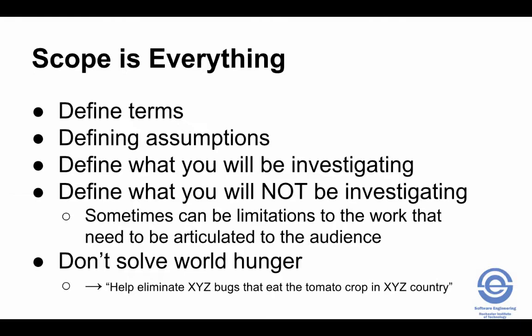Now, starting off, it's quite all right to say that you're interested in mobile security or that you're interested in cryptography and web browsers. That's quite all right to start off with, but that's not how you want to define your work. You're going to want to find a specific area in each of those topics to focus on. So scope is everything. Don't try to solve world hunger. You want to define what you will be investigating in your work, and you want to define what you will not be investigating.